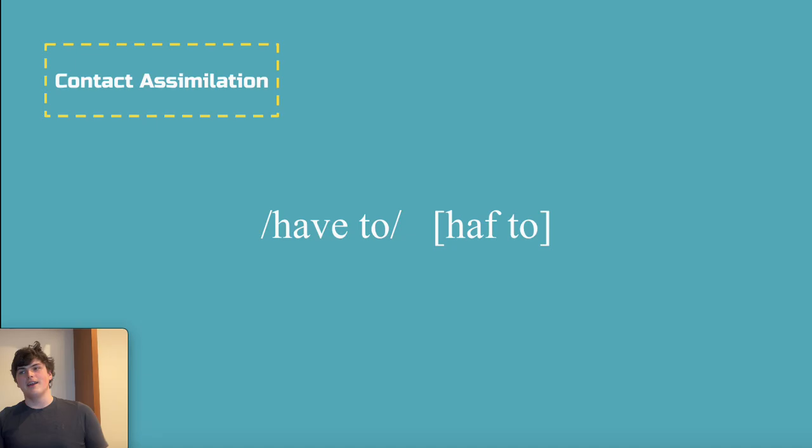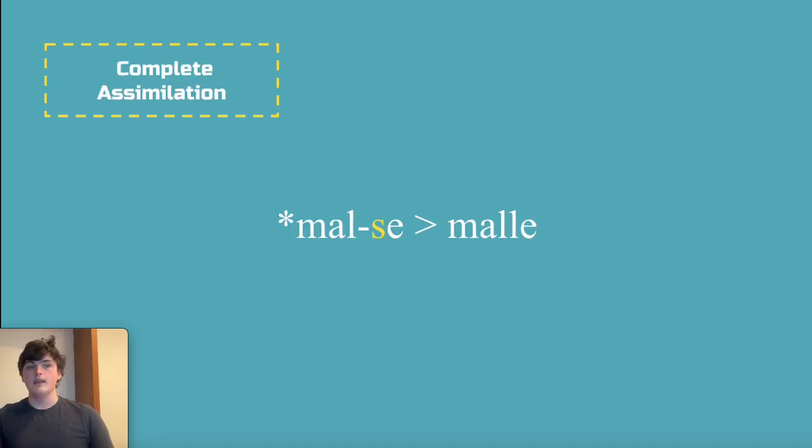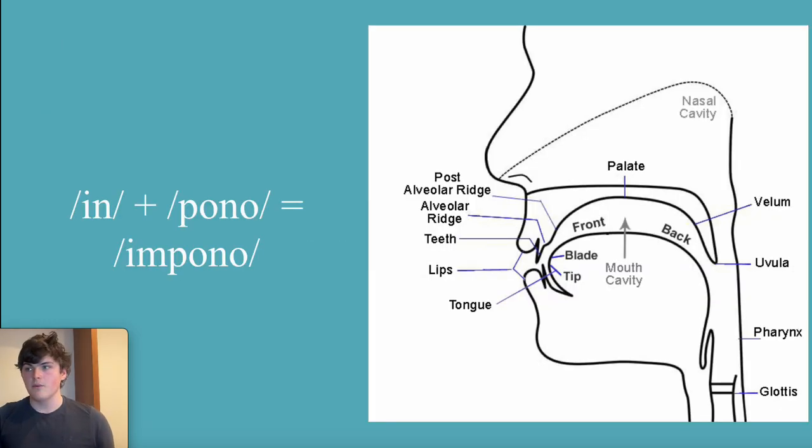On the more technical side, there are two main ways that sounds change in assimilation. Complete assimilation is where the weaker phoneme is completely replaced by the stronger phoneme, like in Malay, derived from Malse. Then there is partial assimilation, where one sound takes on a feature of the other, becoming more like it. The most common way that this happens is change in place of articulation, which is the place where your tongue moves to make the sound.